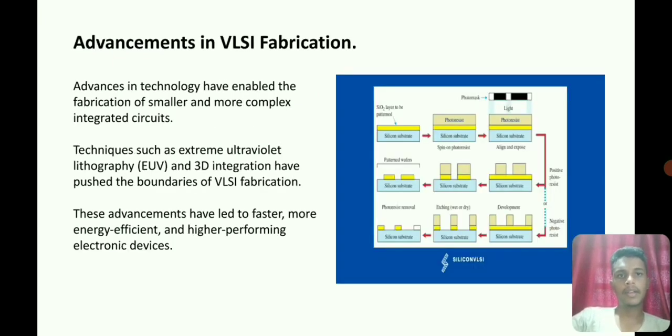And the advancements in VLSI fabrication. Advances in technologies have enabled the fabrication of smaller and more complex integrated circuits. Techniques such as extreme ultraviolet lithography and 3D integration have pushed the boundaries of VLSI fabrication. These advancements have led to faster, more energy efficient, and higher performing electronic devices.